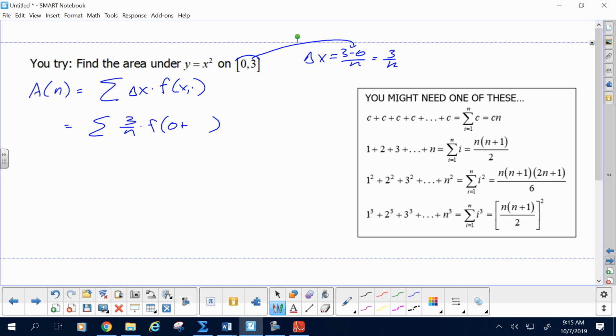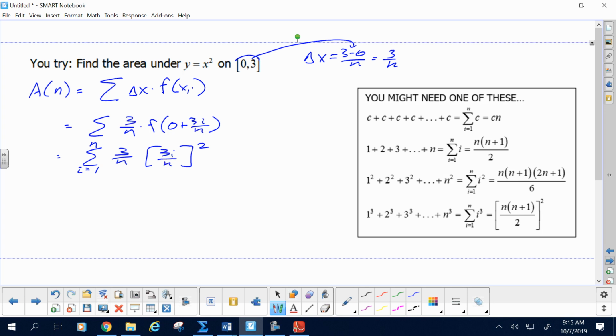0 plus, technically, if you want to put that in, great. If you don't want to write that, that's okay. But remember, it's the starting point of the region, which in this case is 0, plus 3i over n. All right, now if I go a little more detailed, in this case, the function is squaring. So instead of f of, I'm going to say it's really blank squared, and 3i over n is what's going in. Because it's right rectangles, I start with an i of 1 and go to n.